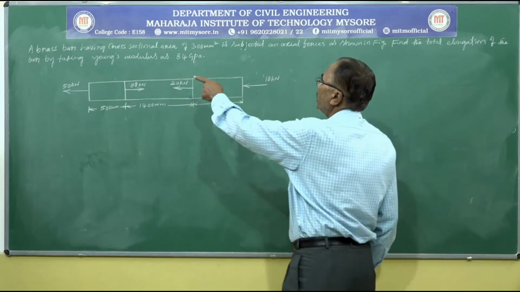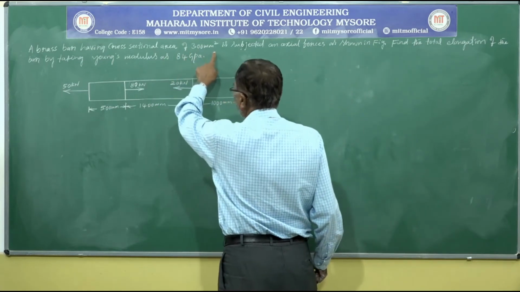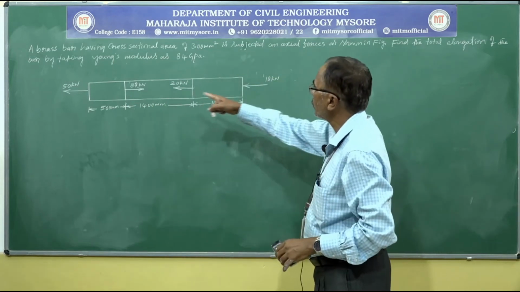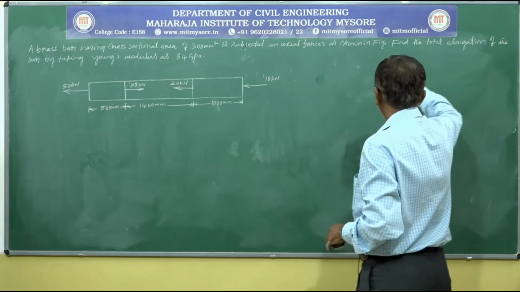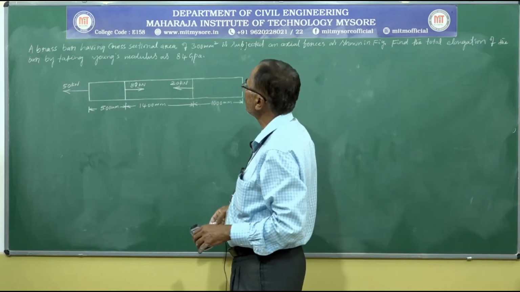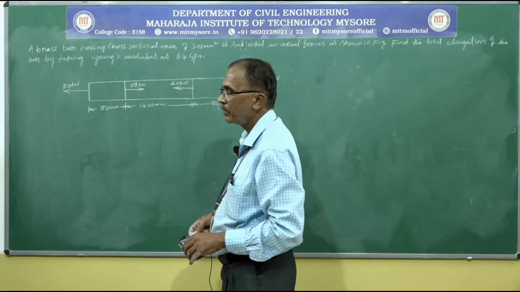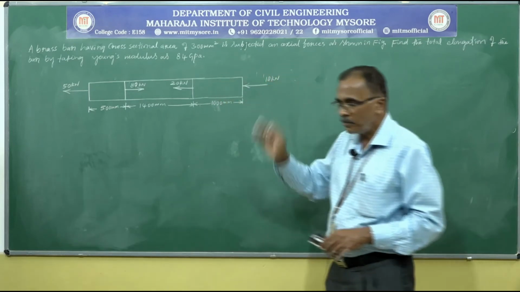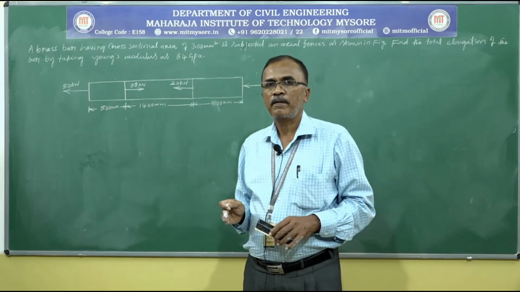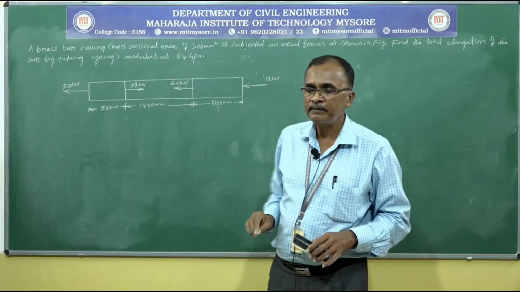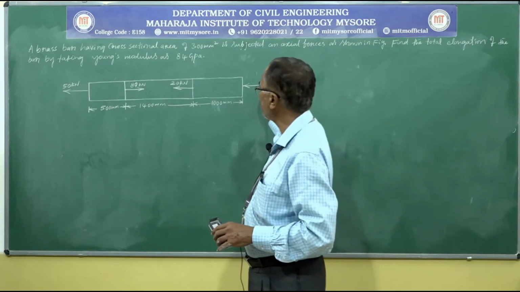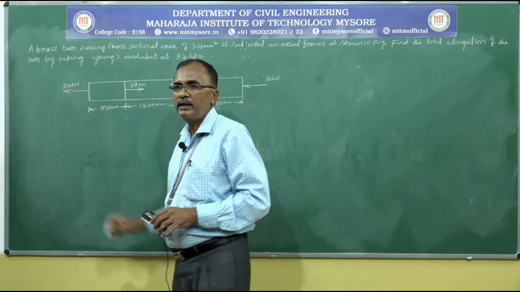A brass bar having a cross-sectional area of 300 millimeter square, a bar of uniform cross section, is subjected to four axial forces, given in the figure. We are asked to find the total elongation of the bar by taking Young's modulus as 84 GPa. As per the principle of superposition, when a bar is subjected to a number of forces, then the resultant strain will be equal to the algebraic sum of the strains caused by the individual forces.